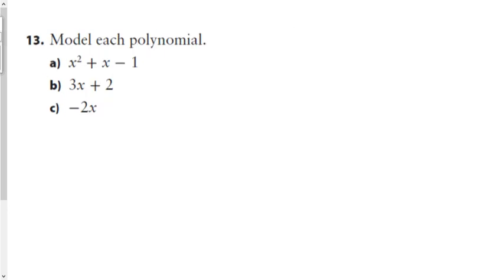And we have just enough time to do 13, and then I'll let you guys finish the rest of the questions on your own. Model each polynomial. X squared, first term, big square, shaded in, x squared. Second term, plus x, a rectangle, shaded in. Because it's positive, we will shade it in. And the last term, your constant of minus 1, is going to be a small little square or an algebra or an integer chip, not shaded in because it's negative. X squared plus x minus 1.